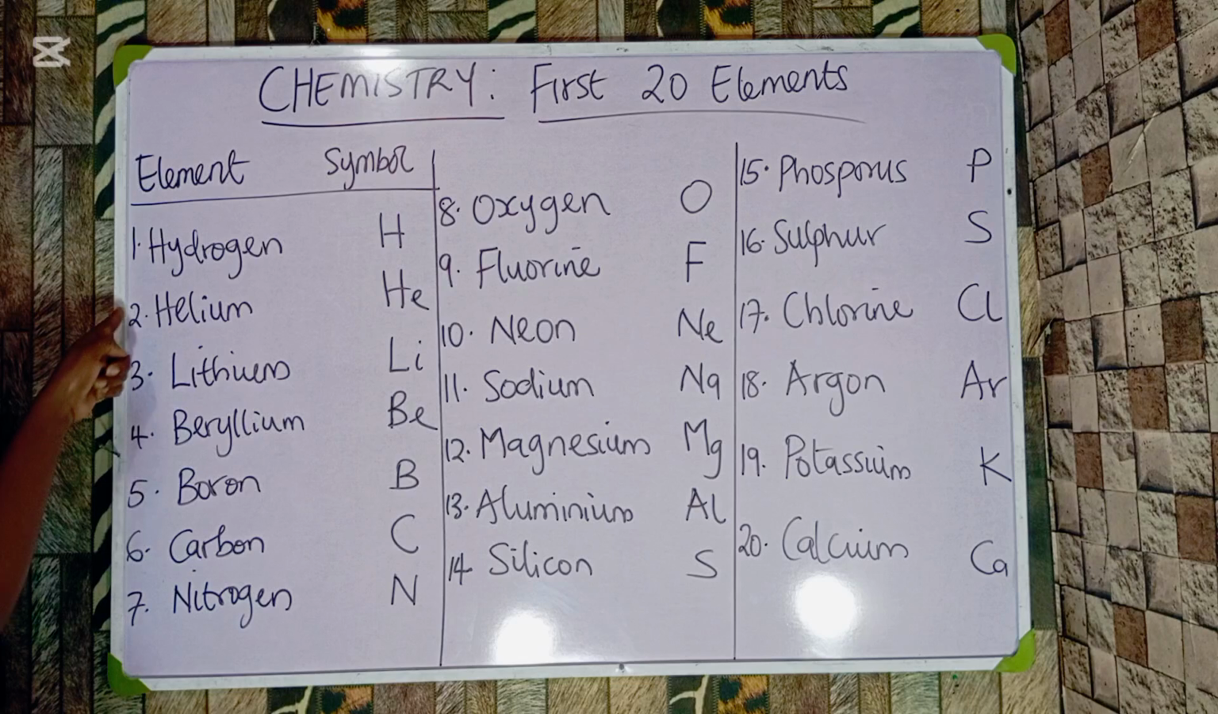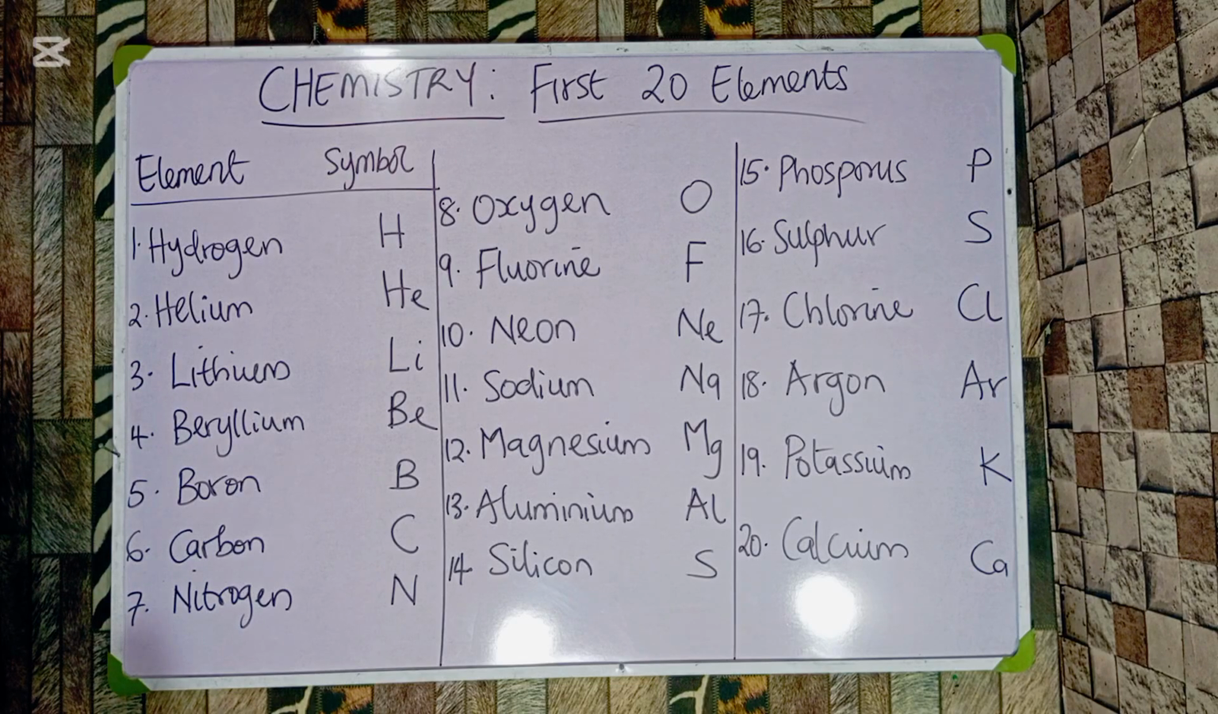Number 1 is hydrogen, the symbol is H. Number 2 is helium, the symbol is He. Number 3 is lithium, the symbol is Li. Number 4 is beryllium, the symbol is Be. Number 5 is boron, the symbol is B.